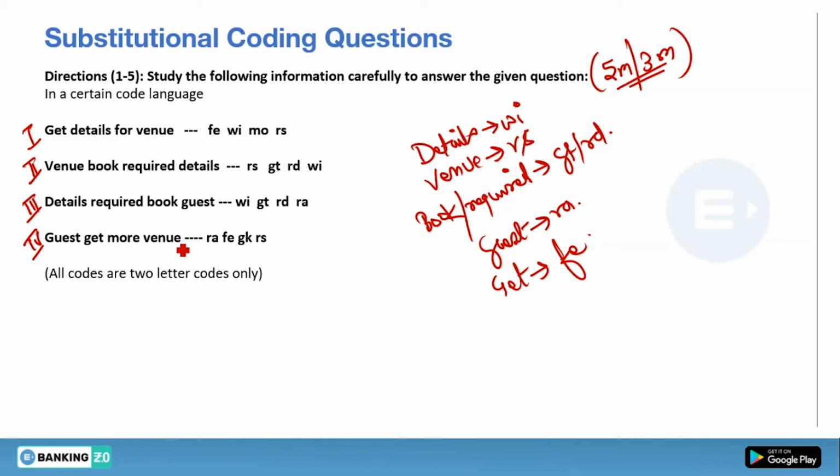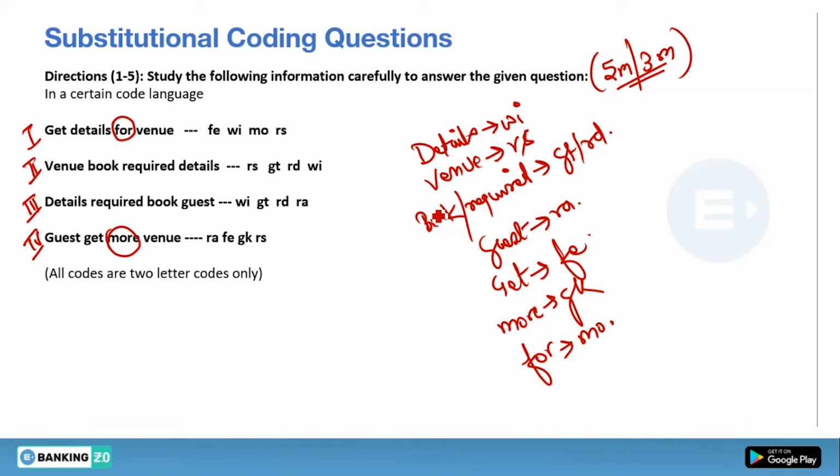Now venue we have already found, and more is left. The word which is left will have the leftover code. So the more code will be GK, because we know the codes of venue, get and guest also. In the third statement we found all the word codes, and in the second statement also. In the first statement, for is left, so the for code will be the leftover code, that is MO. So this is how you have to solve these kinds of questions.